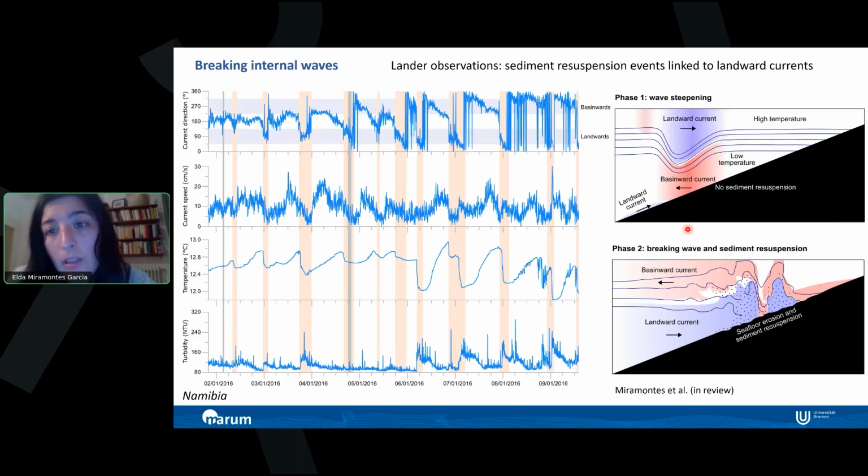Usually it starts with a depression wave, so the lower part below the wave will move basinward, but when it starts approaching the slope, the wave is going to change to an elevation wave, and in this case the water below that is in contact with the seafloor is going to move landward. This is the moment where there will also be more turbulence and more mixing in the water that will enhance seafloor erosion and favor sediment resuspension and finally generate the nepheloid layer.